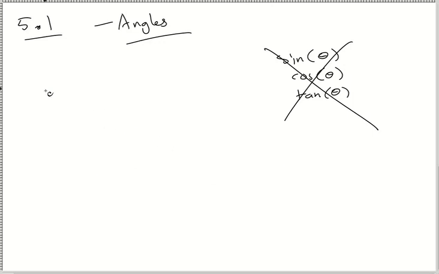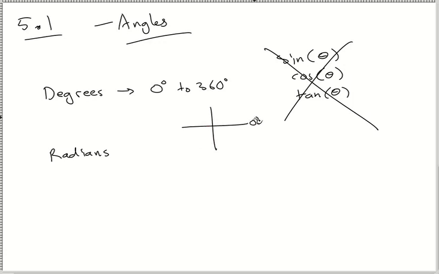We're going to just start by talking about degrees, and then also radians. Everyone's familiar with degrees. We got 0 to 360. We all think in degrees. This is not an issue at all. 0 degrees is over here. We go counterclockwise until we get back to 360 degrees.